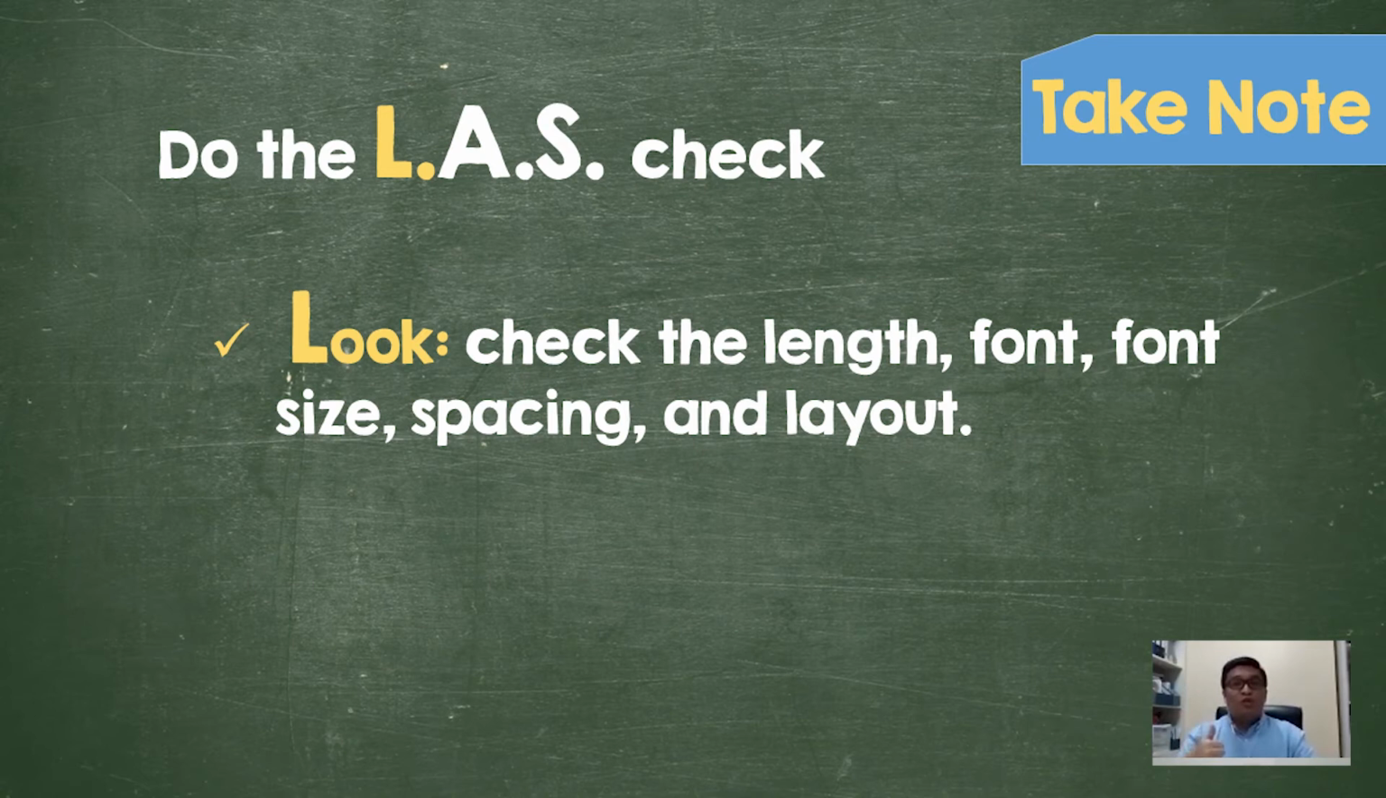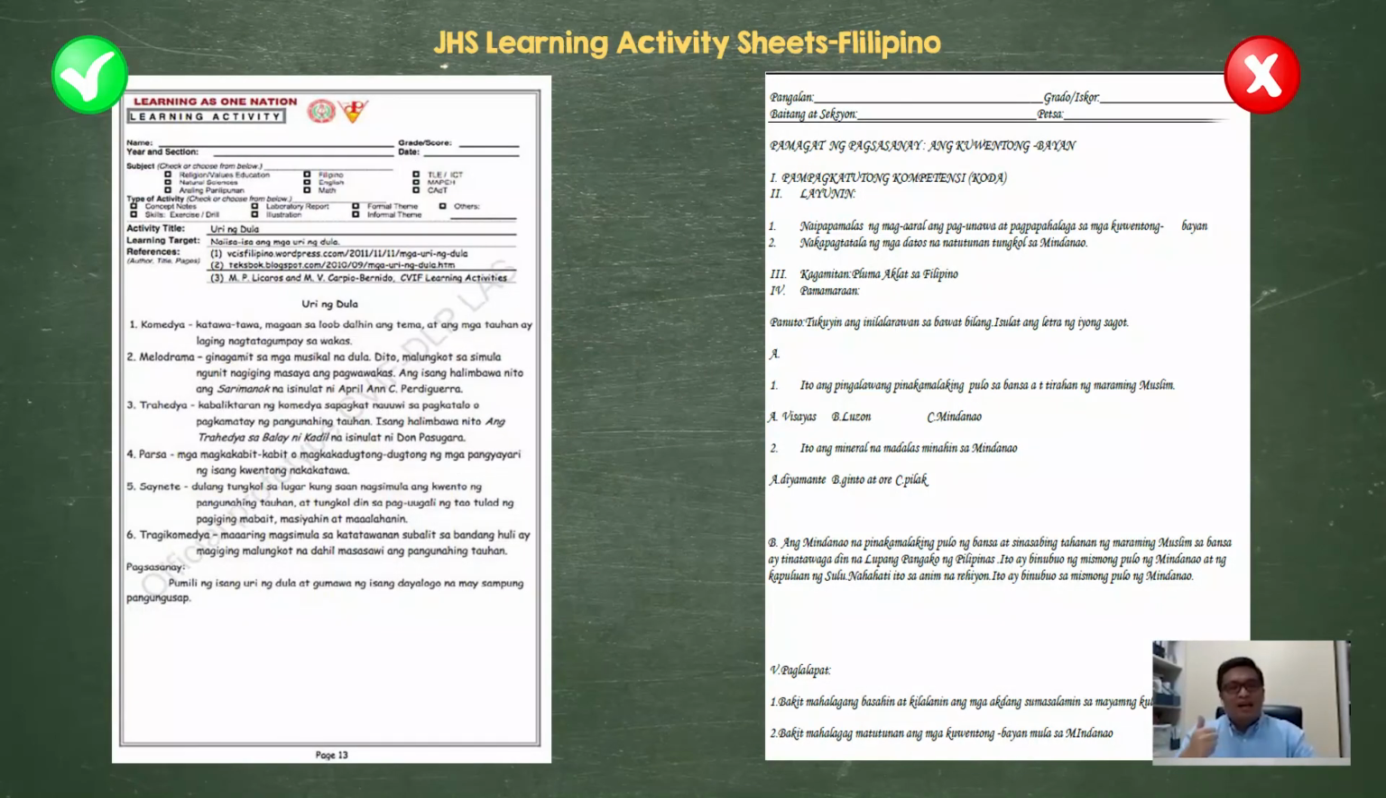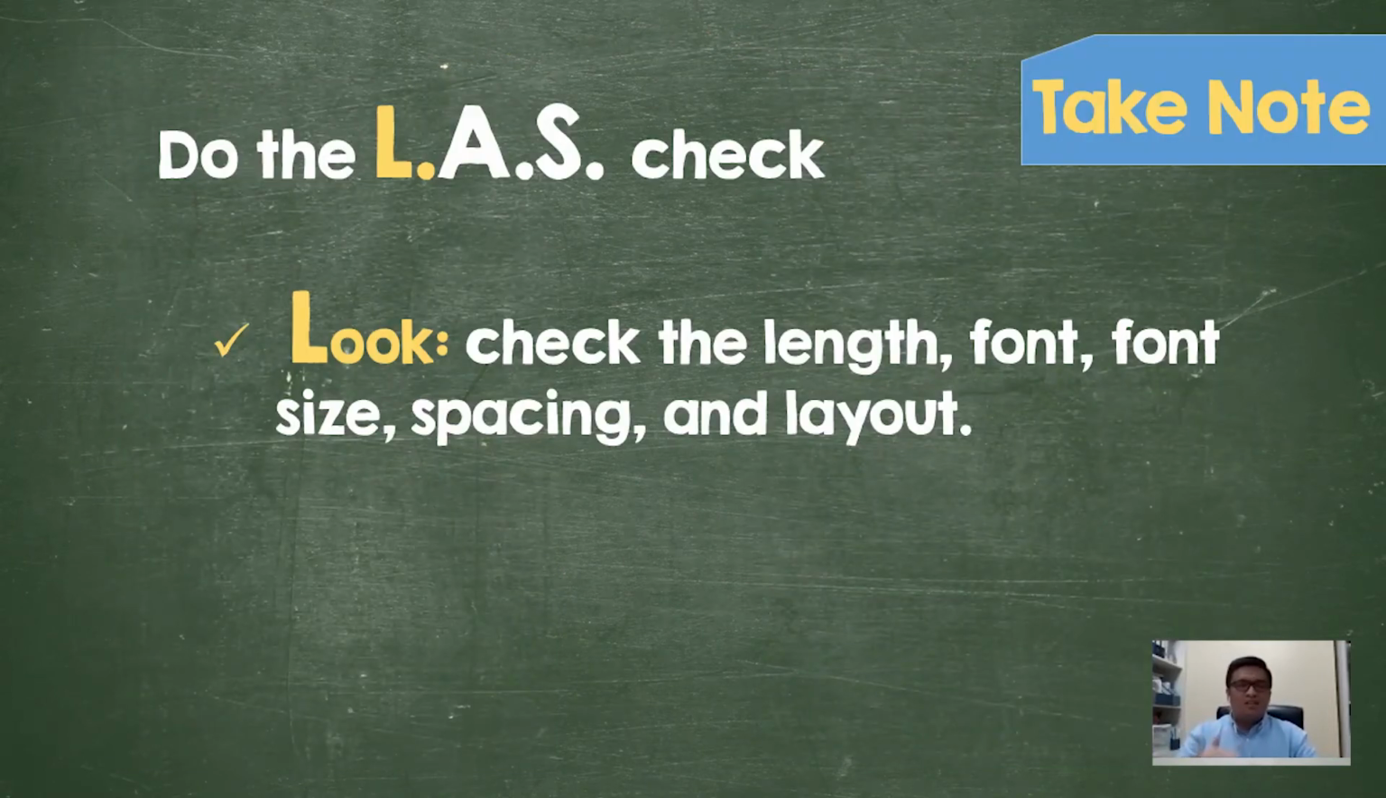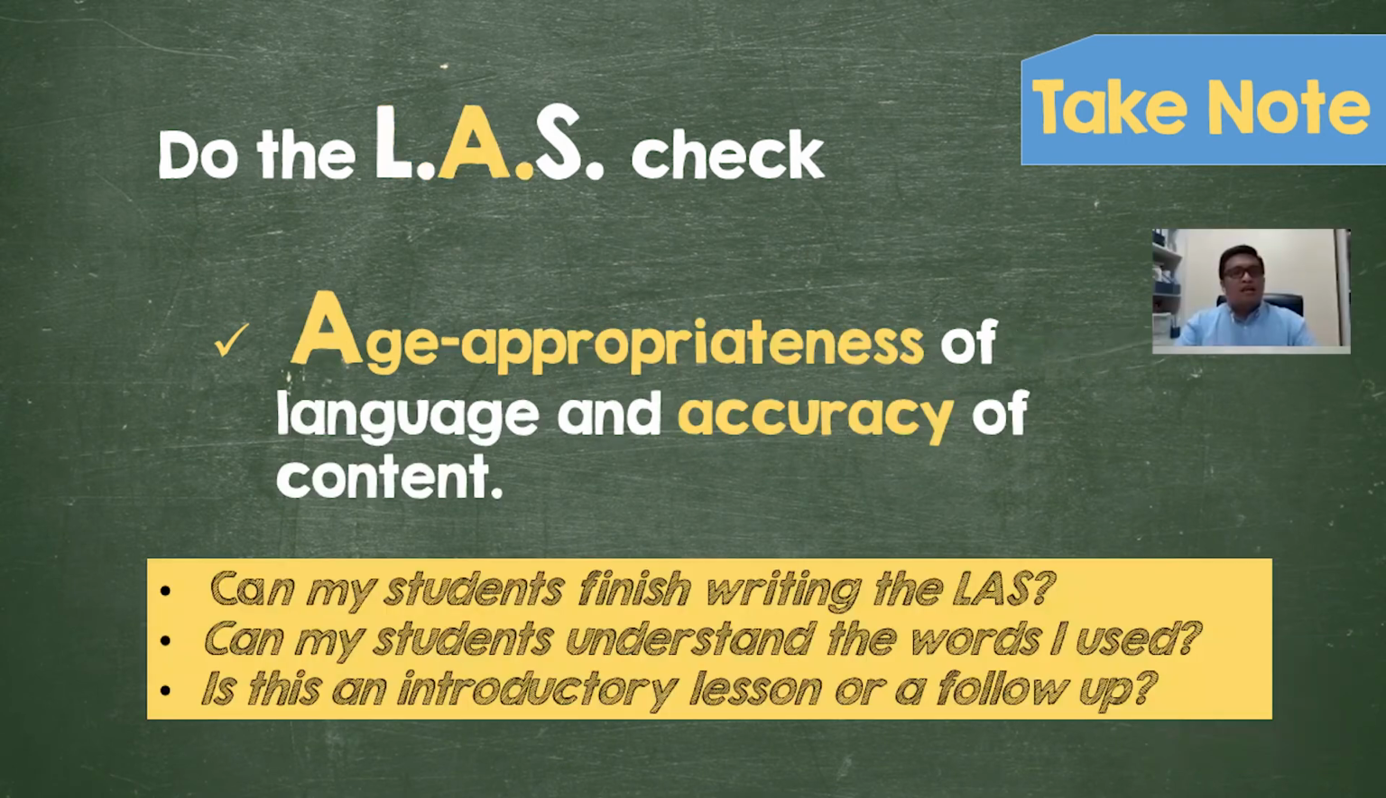First, we'll try to look at the LAS. So when we say look, we check the layout, the length. Is it just one page? Did I use the correct font and font style, font size? Is the spacing 1.5 or is it single? And the layout. It's also very important that we present our lesson in such a way that it can be easily understood by the student.